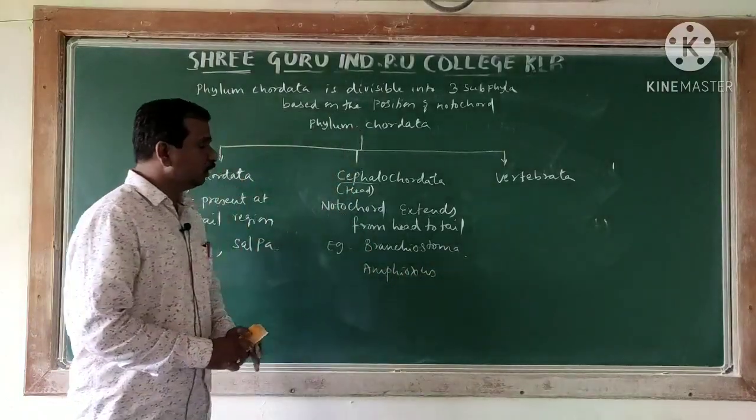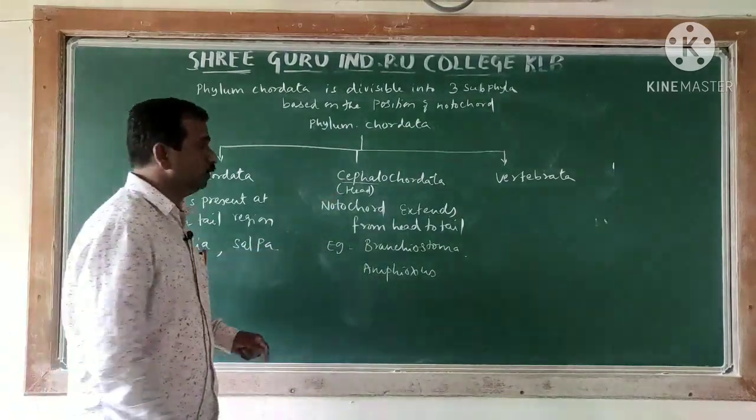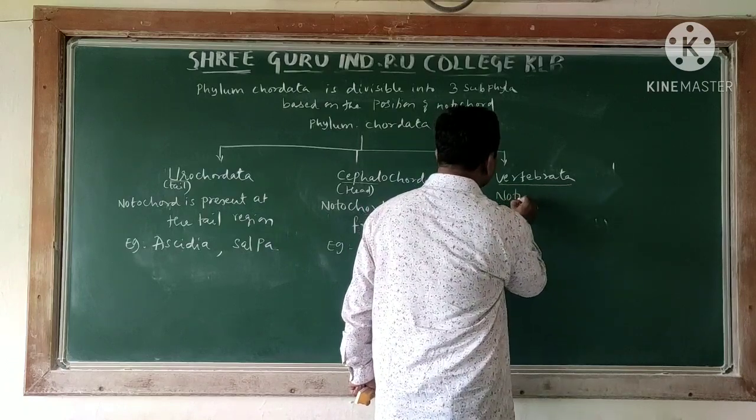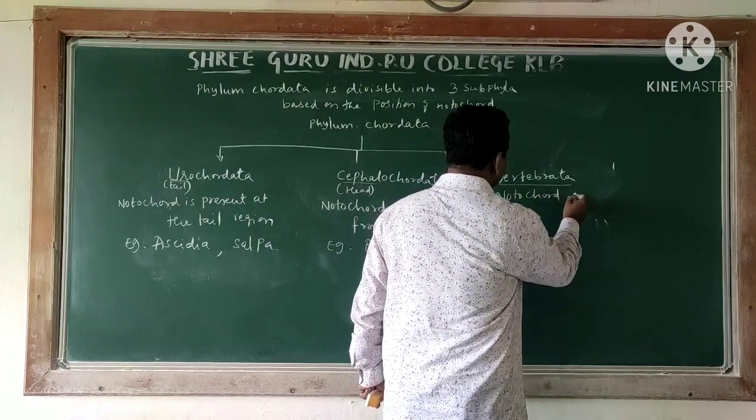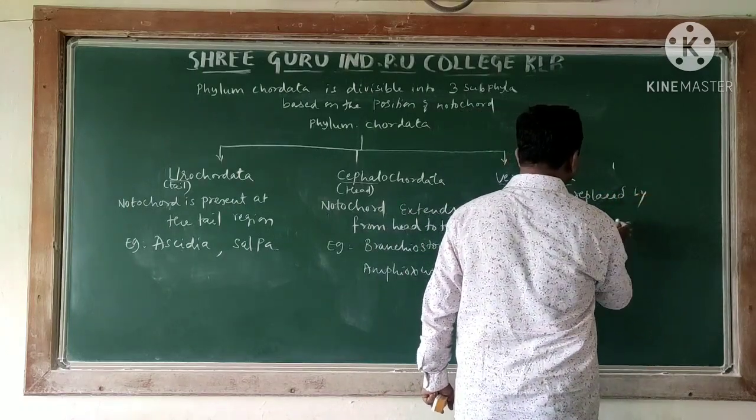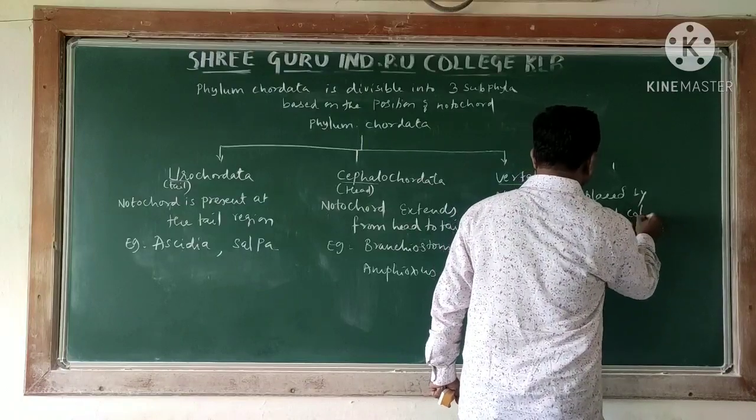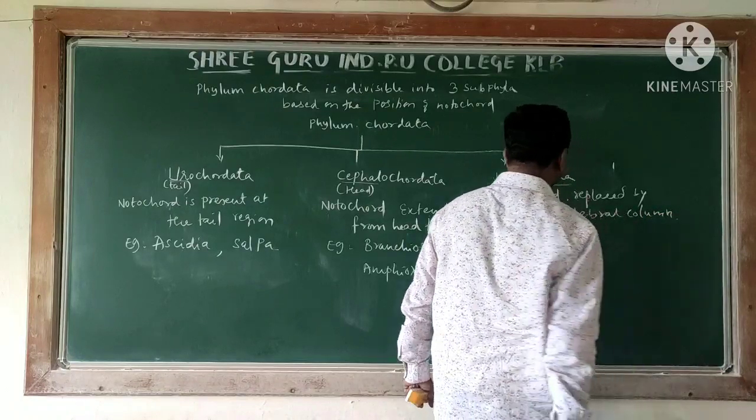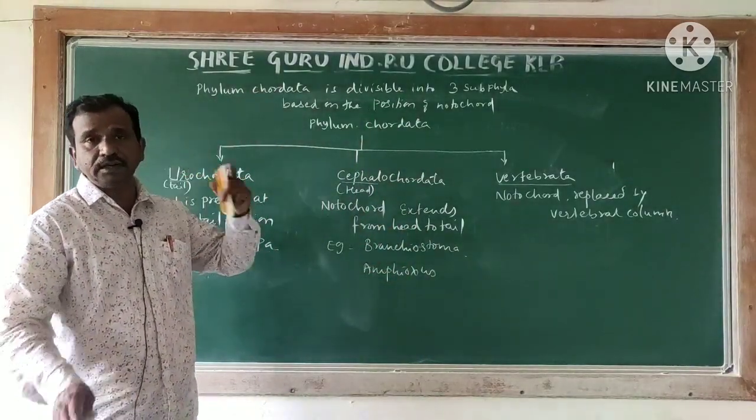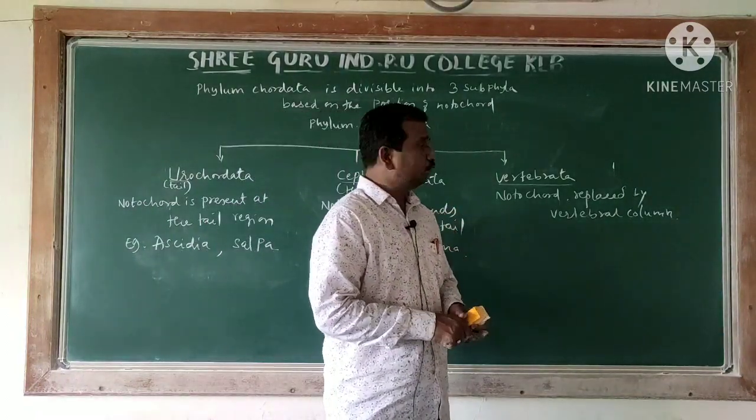So now this is what we are saying about the cephalochordate. Now we are moving towards vertebrates. Vertebrates means notochord replaced by vertebral column. Notochord replaced by vertebral column. So what we are saying, the vertebrates. All systems are going to be found in vertebrates.